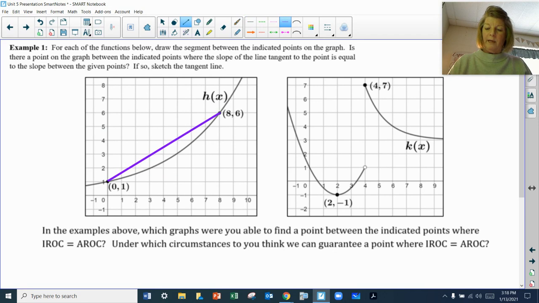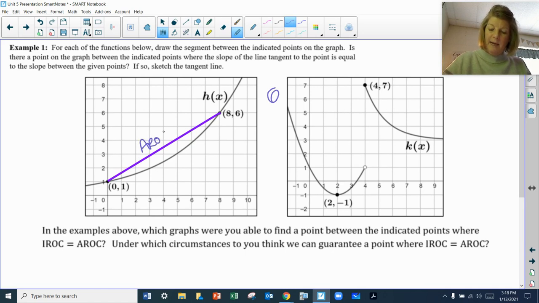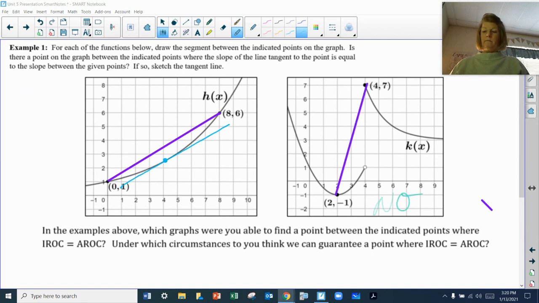Snap in our secant line. This is my AROC. And now, imagine, is there a point? Can you find that point? I want you to find the point where the tangent line exists that has the slope parallel to the AROC, and then go do the other one. I'm going to hit pause, and I'll come back with the answer.